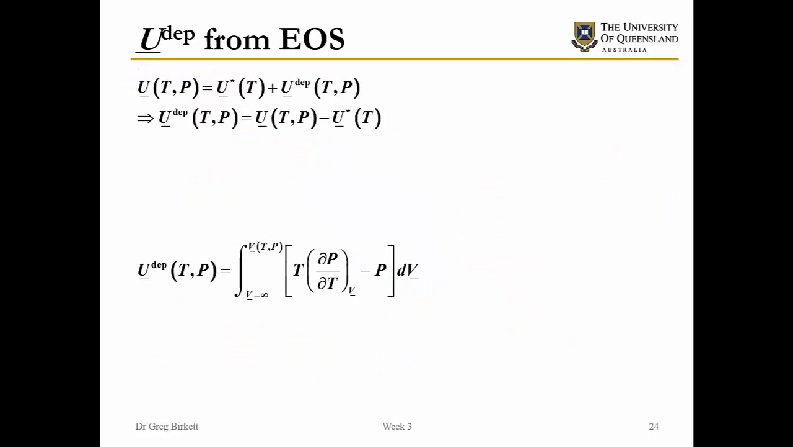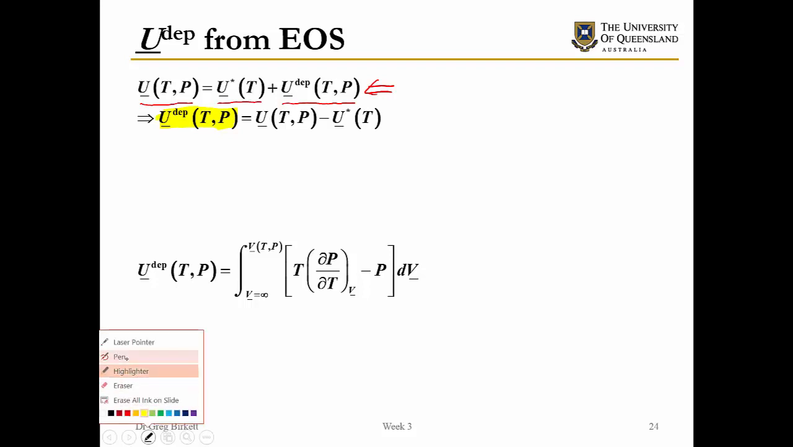Now that we've got an equation that calculates the change in internal energy using the equation of state, we can use this to calculate the departure internal energy. We start with the definition of the departure function, that the internal energy is made up of the ideal gas part of the internal energy plus the departure component of the internal energy. This then gives us the definition of the departure function.